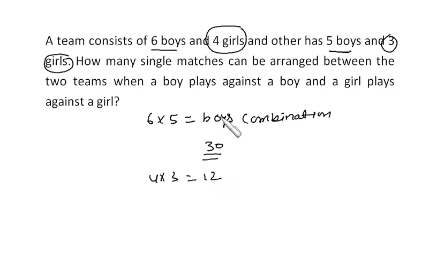Now we have 30 combinations of boys and 12 combinations of girls. But both the combinations are individual, right? They are not dependent or they are not simultaneous events. Okay. So in all we have 30 combinations for boys and 12 combinations for girls. So 42 combinations or 42 single matches can be arranged between two teams when a boy plays against a boy and a girl plays against a girl, right? Be very, very clear about this concept, right? Just revise it if you are not clear for the first time, right?